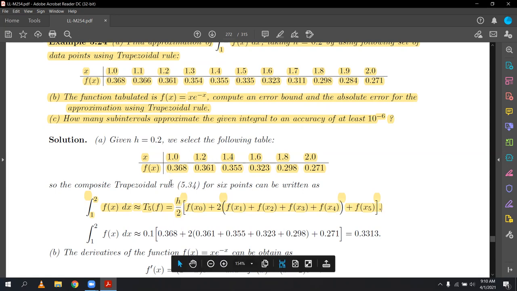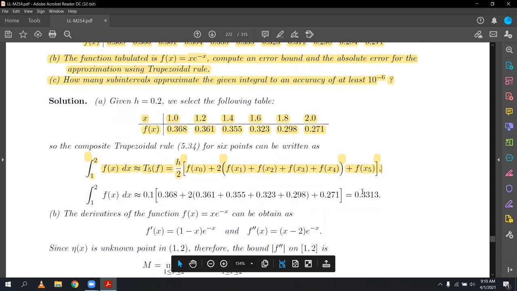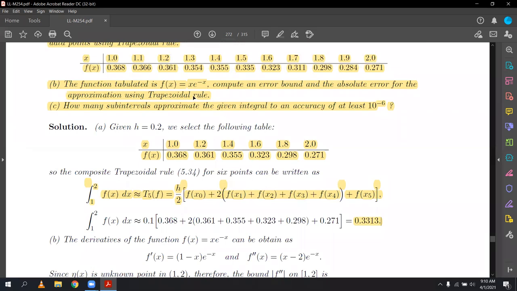And we know what f of 1 is: 0.368. What is f of 2? 0.271. And the middle points, you know the values, just multiply them by 2 and, inshallah, you will get this approximation. What is the second part of this question? He says the function for this table is x e to the minus x. Then he says compute the error bound and the absolute error.